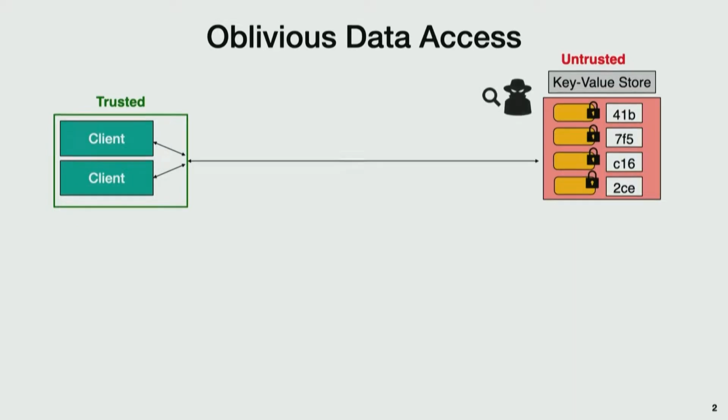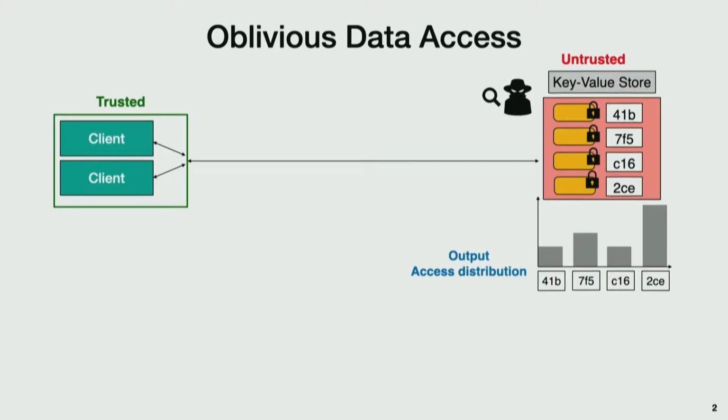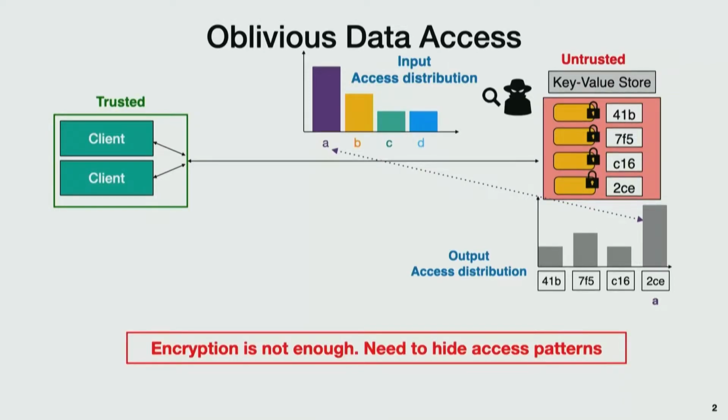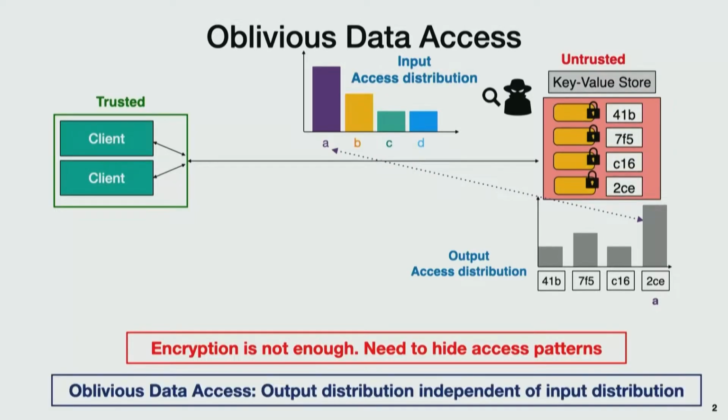Now, any adversary that sees this key value store, although it cannot see the contents of the store, can still see the access distribution for those random objects. The adversary can then correlate this output access distribution to the underlying input distribution that it can have a prior knowledge of. And in this example, it is able to infer that the most popular random object is actually the underlying key A, just by the access distribution. In short, encryption is not enough, and we need to hide access patterns. The term oblivious data access captures this notion of security. So the output distribution should really be independent of the underlying input distribution.